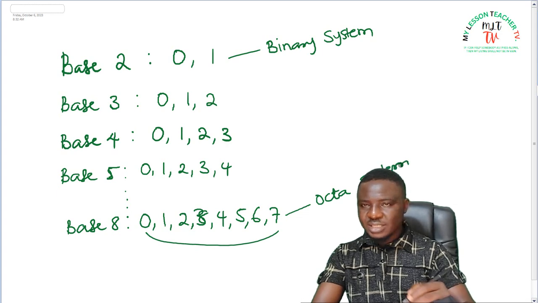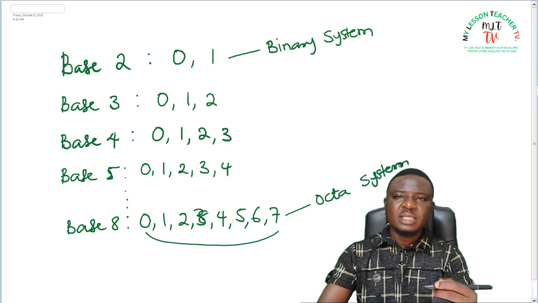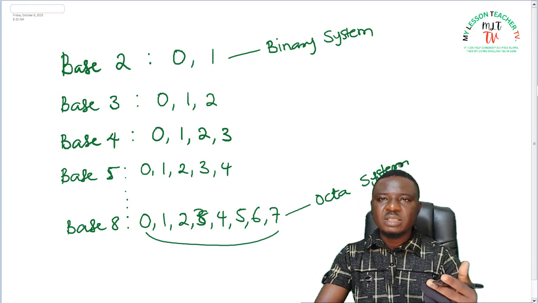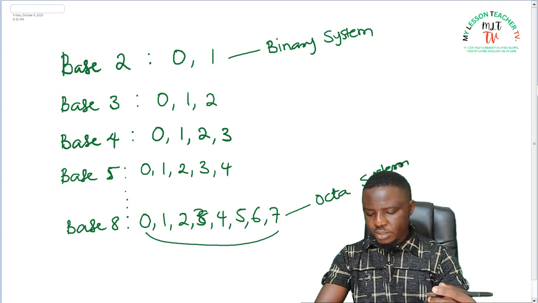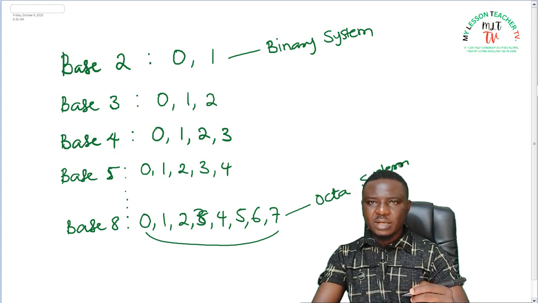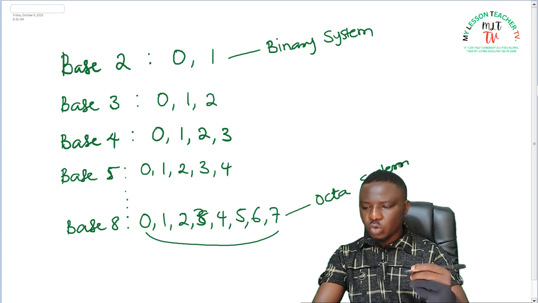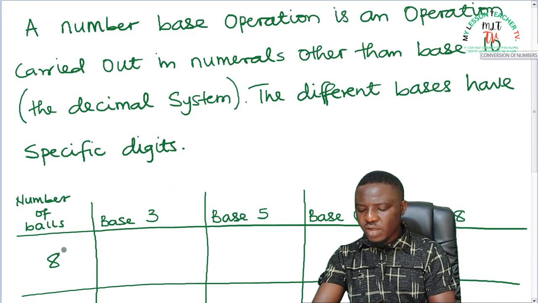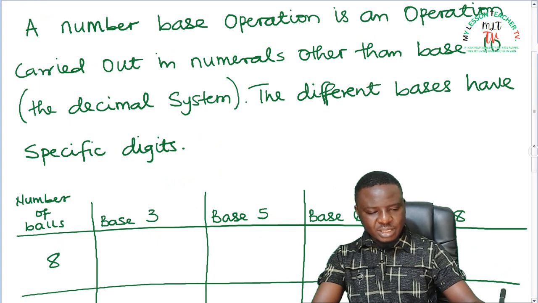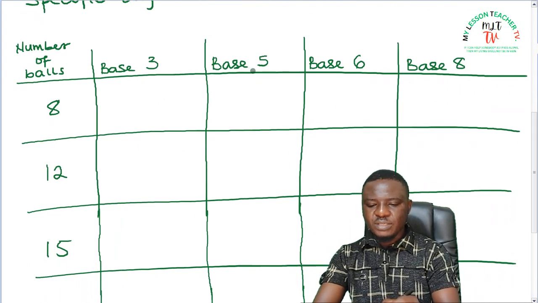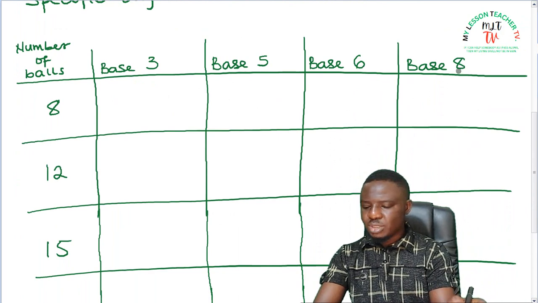We have the base 9, and the base 10 is that which we already know of, which is the normal counting system of we humans. So this is just an illustration or an idea, which is like a revision to what you have done in your junior secondary. We are to convert each of these numbers given in base 10 system to either base 3, base 5, base 6, and base 8.